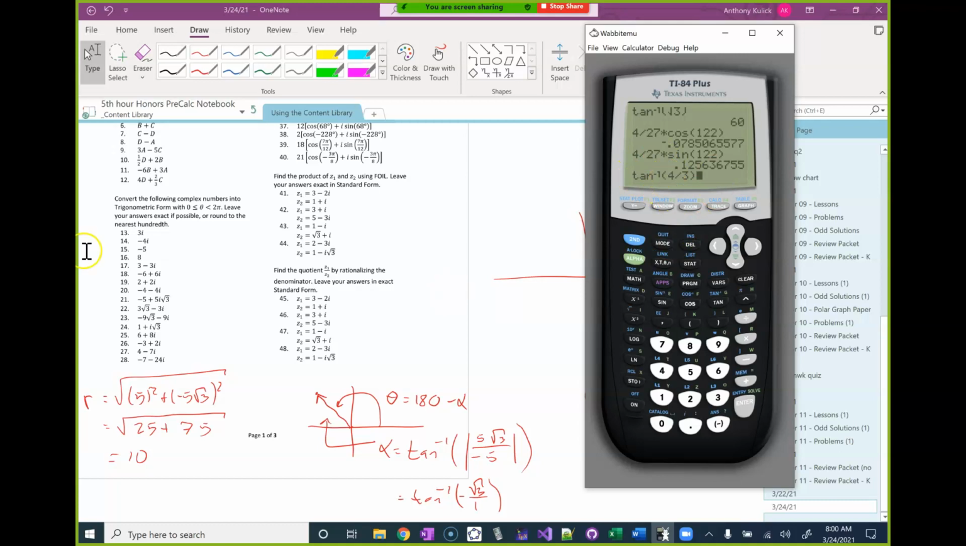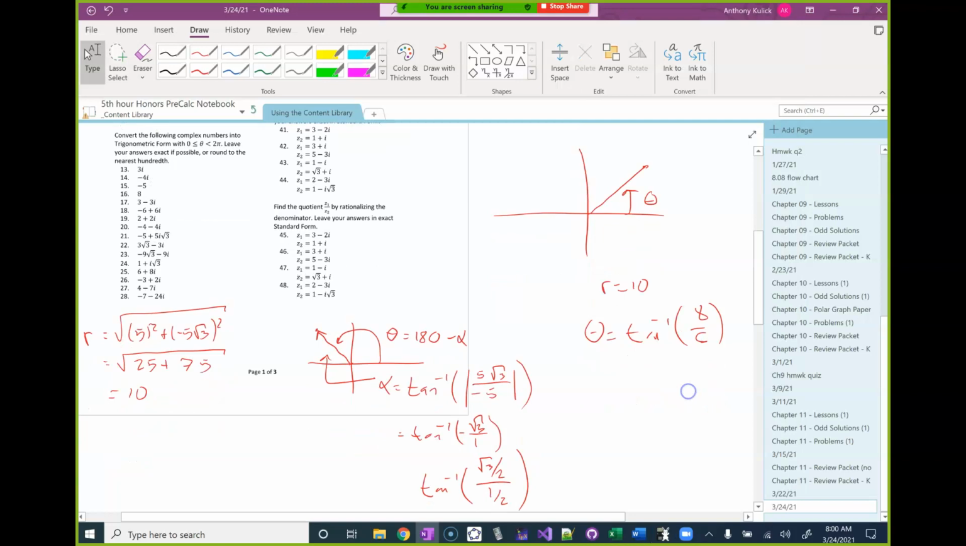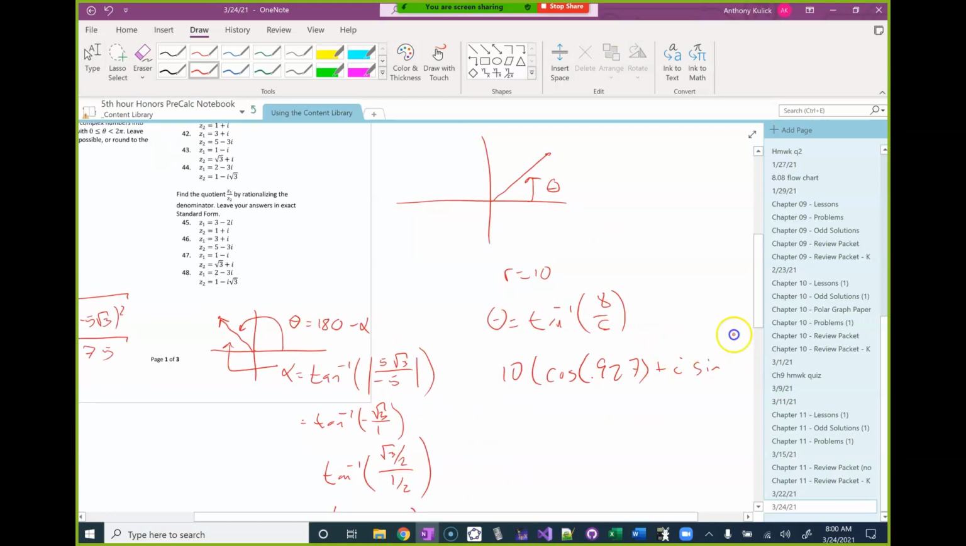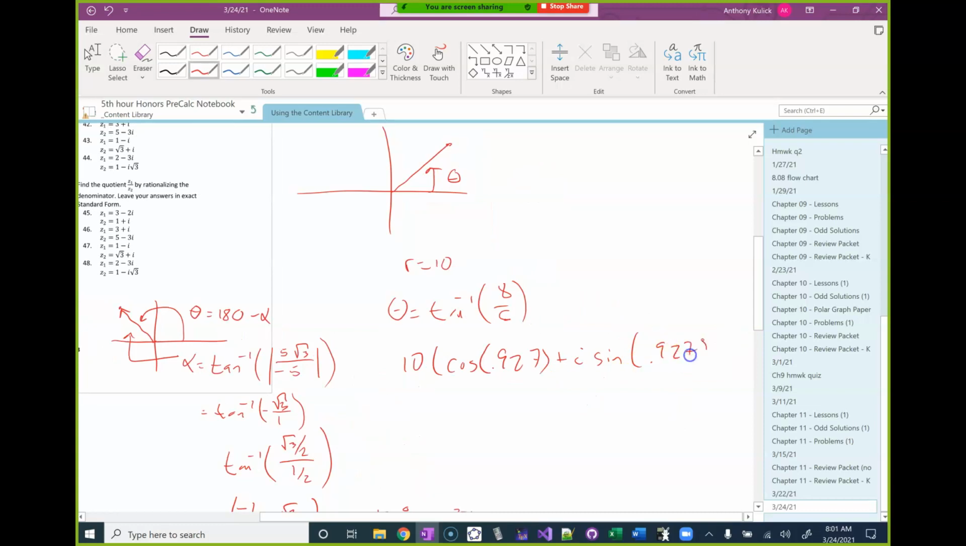But I don't want the degree measure because the directions are asking for a radian value. So I'm just going to convert my calculator to radian mode before I press enter. So there's my value for radians, 0.927. So just say 10 cosine 0.927 plus i sine 0.927. Okay, so the difference is... I mean, you could have had your calculator in degrees, but then you would have had to convert that angle measure into radians, which would have been fine.